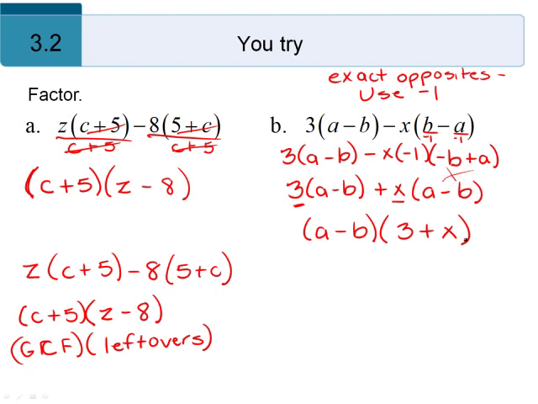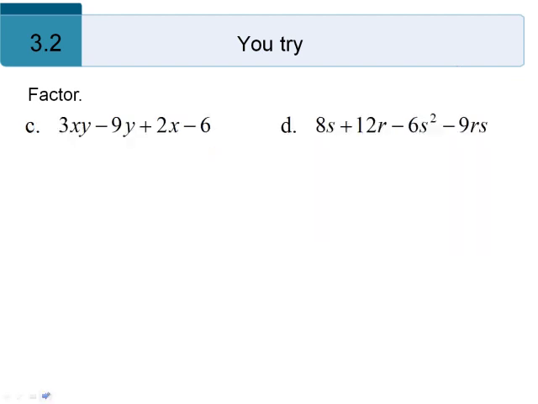And if they're not the same, you need to use the -1 to factor that out to make them become the same so that you can factor them by grouping. All right, let's look at the next one.